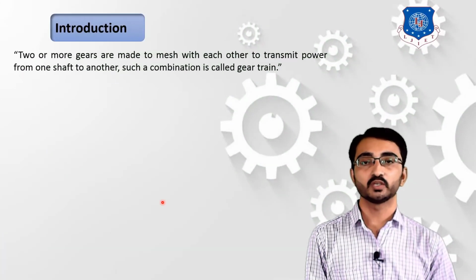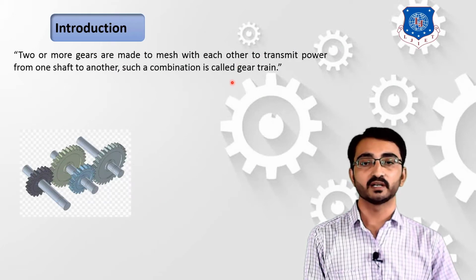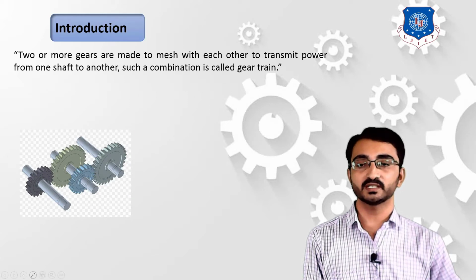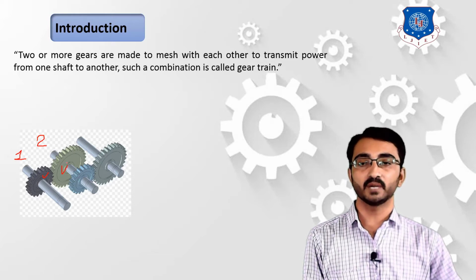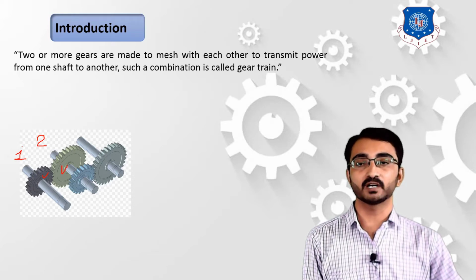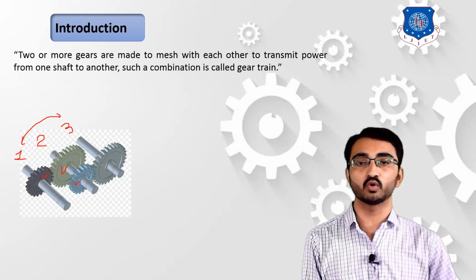So over here you can refer, a gear train is a combination of two or more gears to achieve power transmission. Now how can we achieve that? In this diagram, if you want to transmit power from shaft number 1 to shaft number 2, then we can use an assembly of two gears. But if you want to transmit power from shaft number 1 to shaft number 3, in that case we can use an assembly of a number of gears, that is 2 or more than 2 gears.